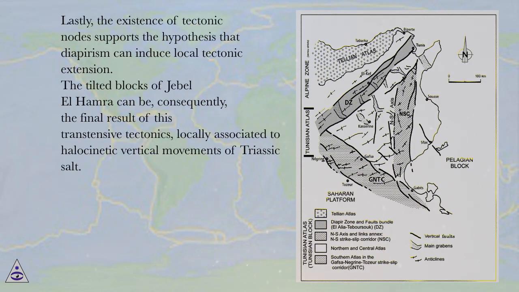Lastly, the existence of tectonic nodes supports the hypothesis that diapirism can induce local tectonic extension. The tilted blocks of Jebel el Hamra can be, consequently, the final result of this transtensive tectonics, locally associated to halokinetic vertical movements of Triassic salt.